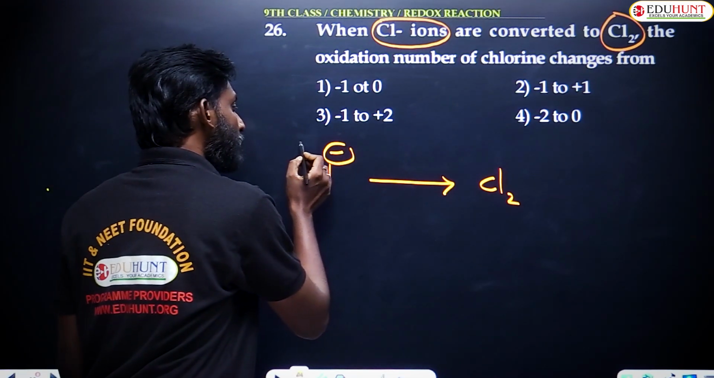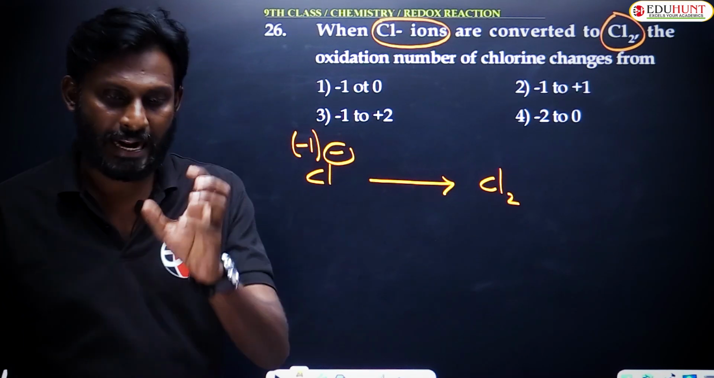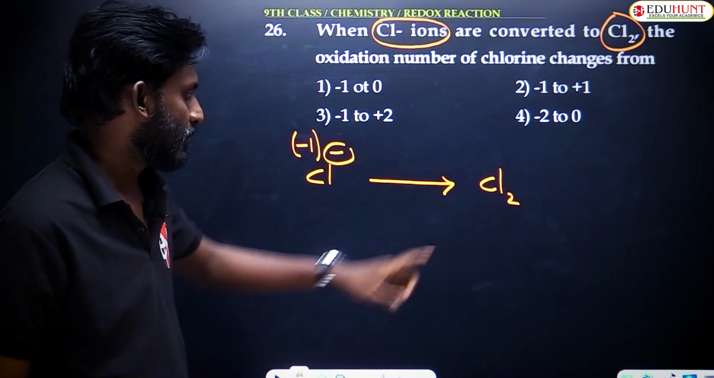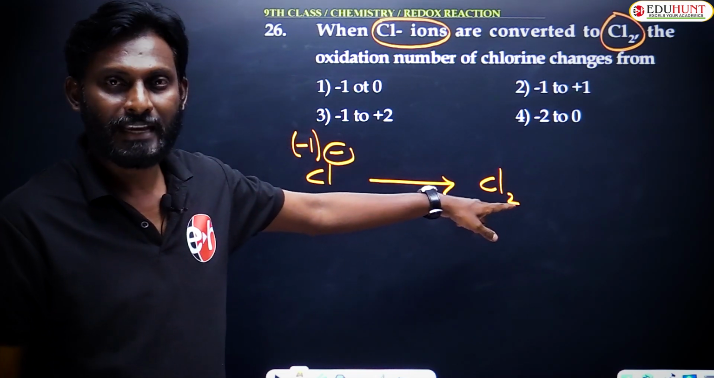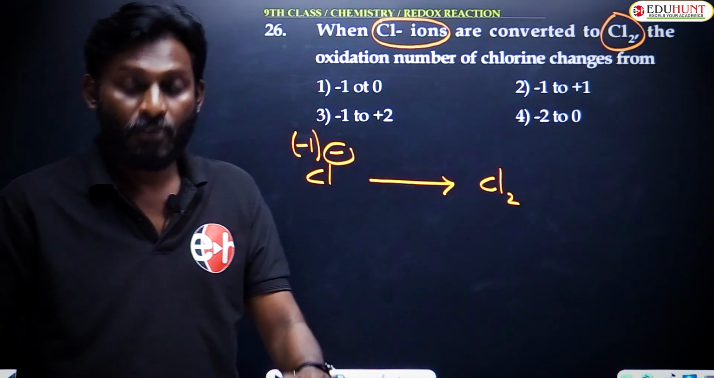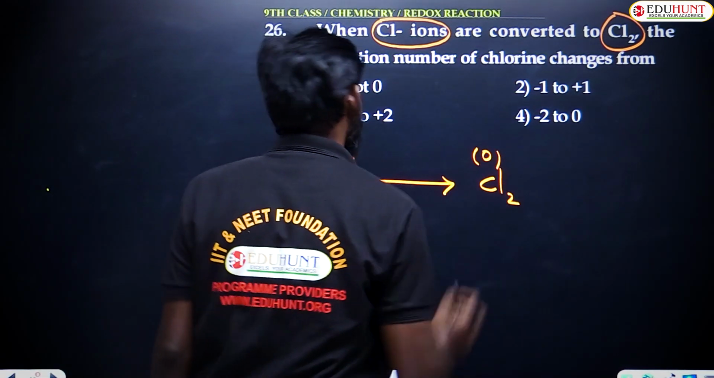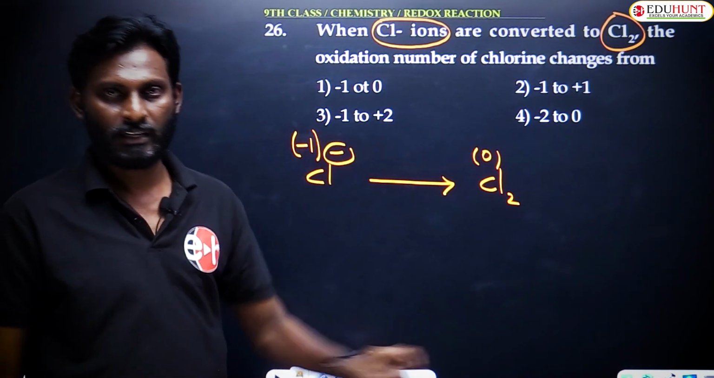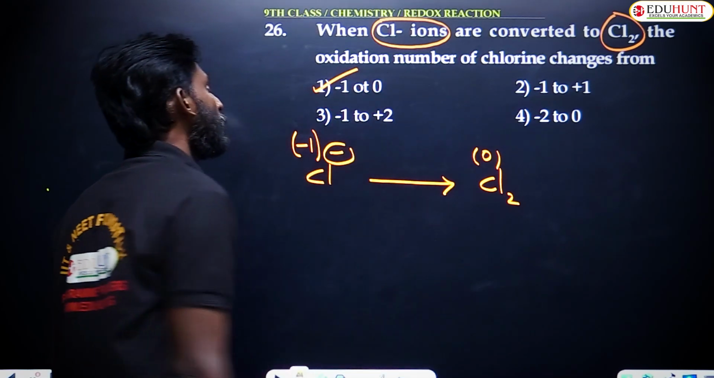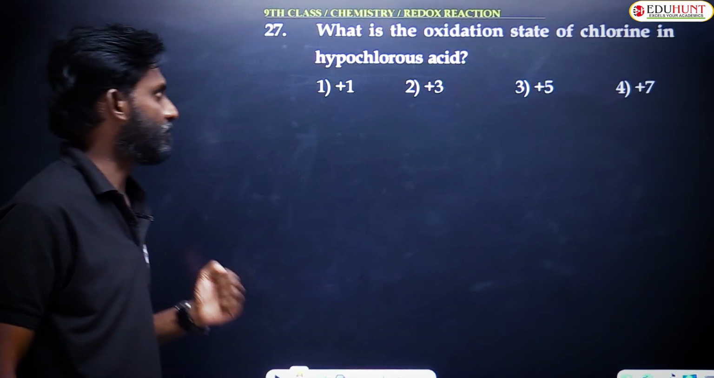So, -1 oxidation state. When an atom is having charge, then charge is equal to oxidation number simply. And this Cl2 is an element, a group of similar atoms. When an atom is in elemental form, oxidation number is 0. You know very well. So, -1 to 0, there is 1 unit change, right? So, the change in oxidation number is -1 to 0. That's question number 26.